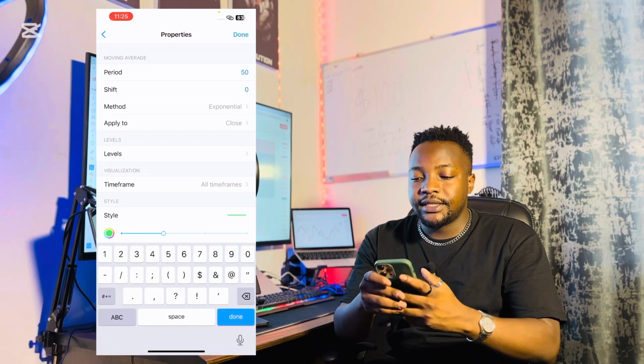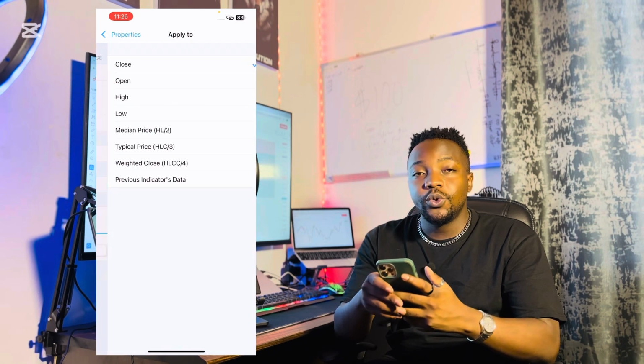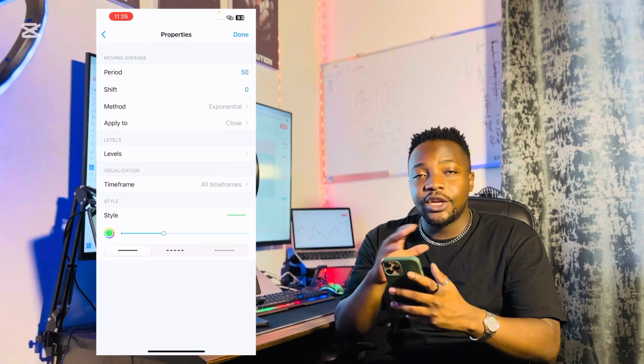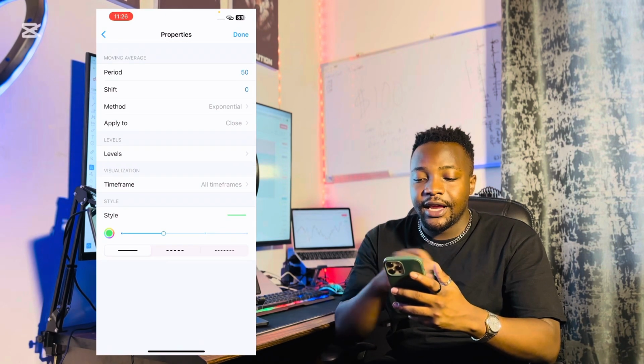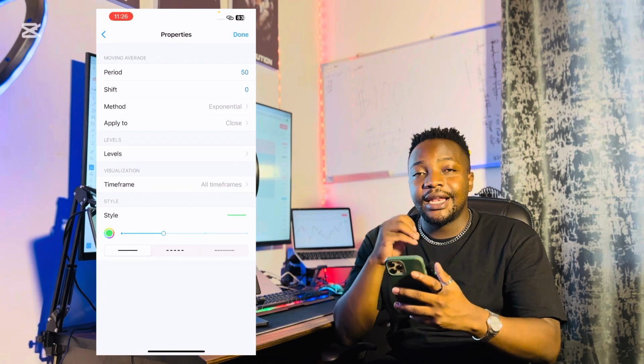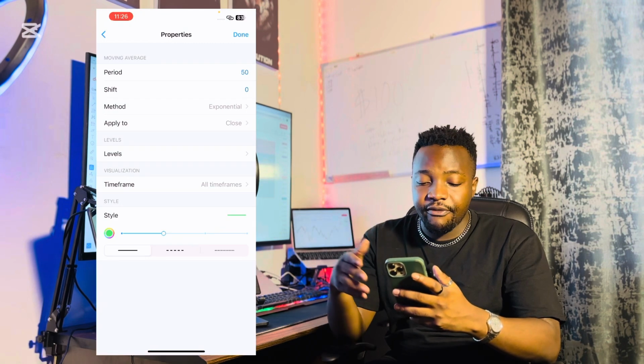The shift will remain as 0. The method will remain as exponential. Apply to close. And again, there are no levels on this indicator. And again, on visualization, allow it to appear on all the time frames.